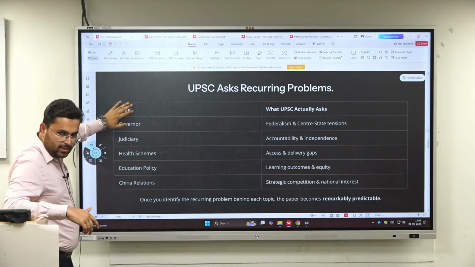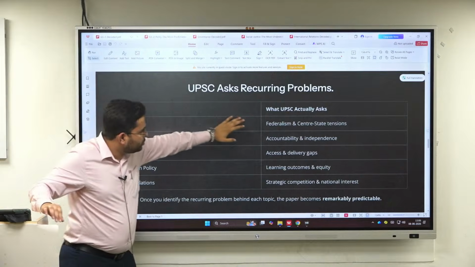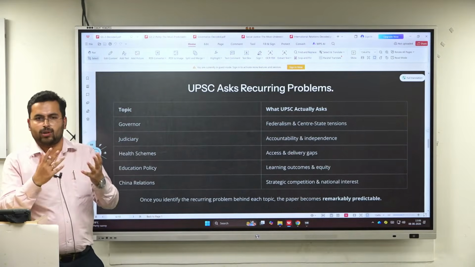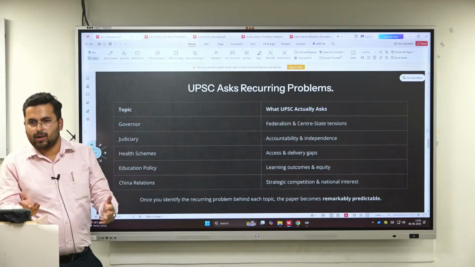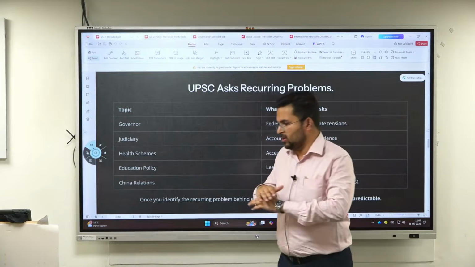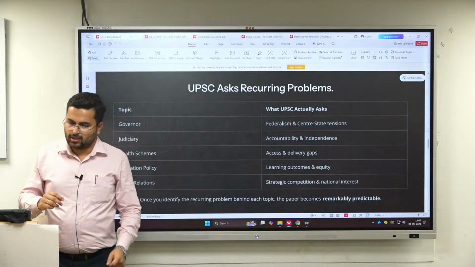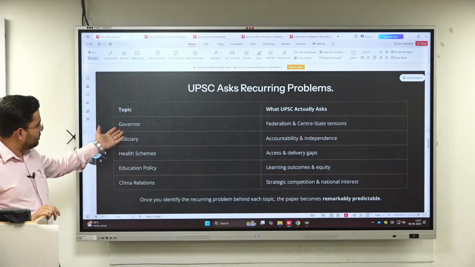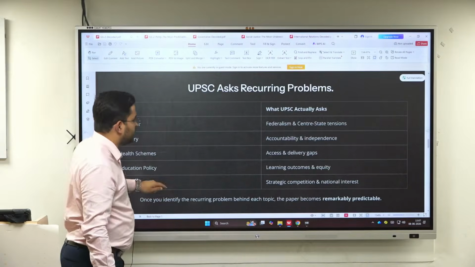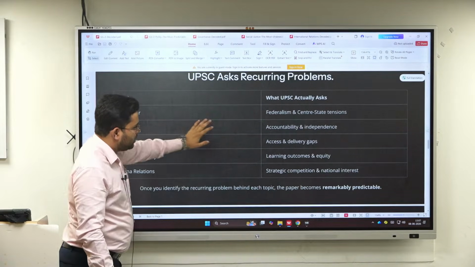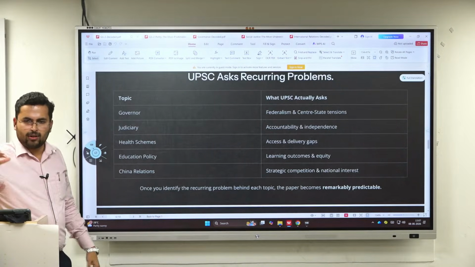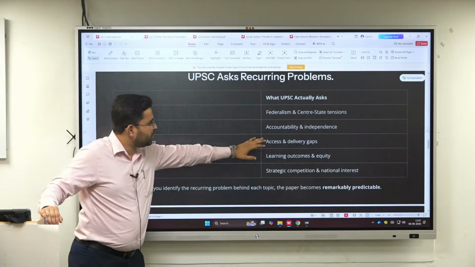If there is a topic on the governor, what UPSC actually asks is about federalism and center-state relations, not about the governor. What is the article? What are the functions, powers, privileges of the governor? No, these were questions 10-15 years ago. The exam has evolved a lot. Now when a question on the governor is asked in GS2, it is really linked to federalism and interstate relations. Similarly, on the judiciary, it is not asking what is the structure of the Indian judiciary; that is all glimpse knowledge. In mains, it will be about accountability and independence.